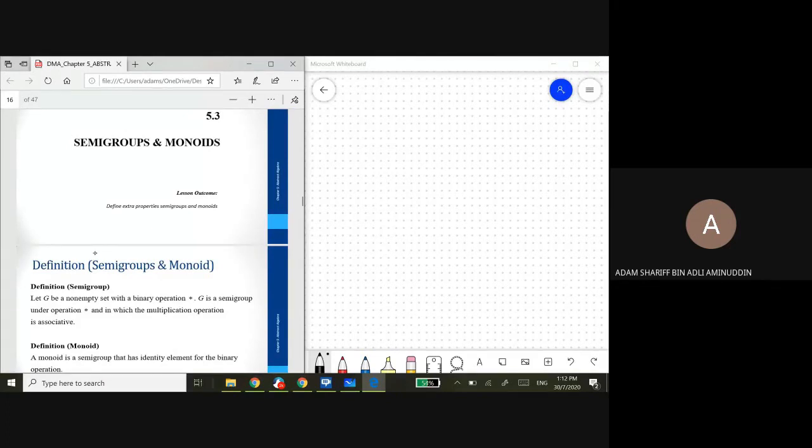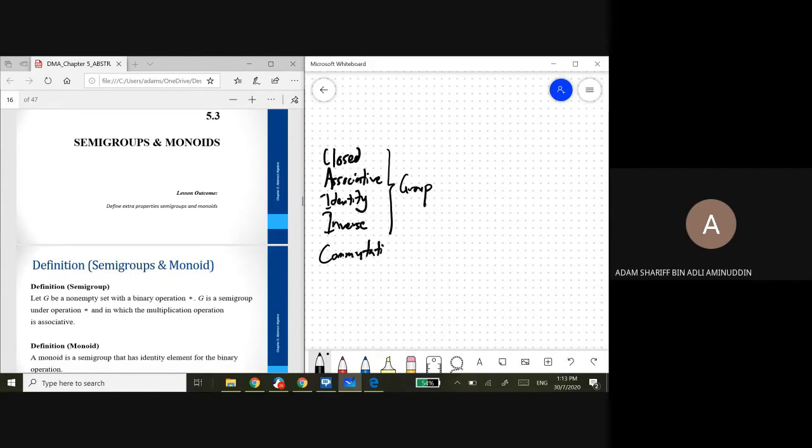Okay, for the group, in order to be a group, it must be closed, associative, and have an identity. Just a refreshment, because every time I need to mention this over and over again. So for a group, if it satisfies 4 of the properties, we call it a group. And if it satisfies commutative, then we call it an abelian group.